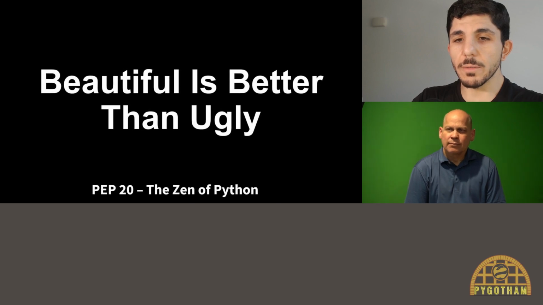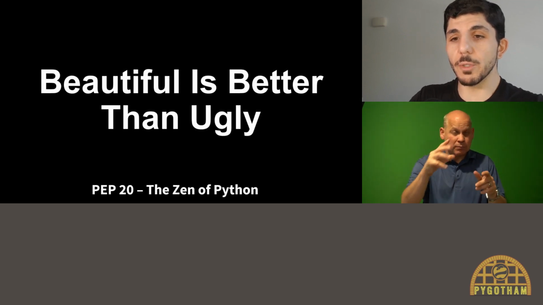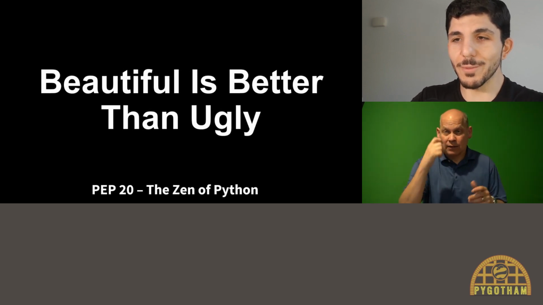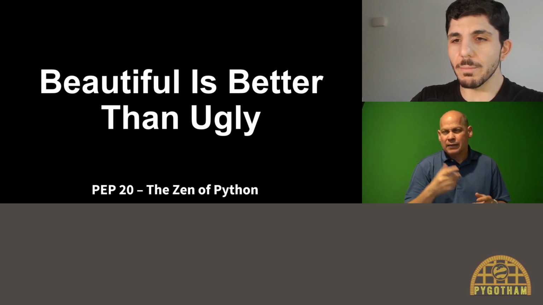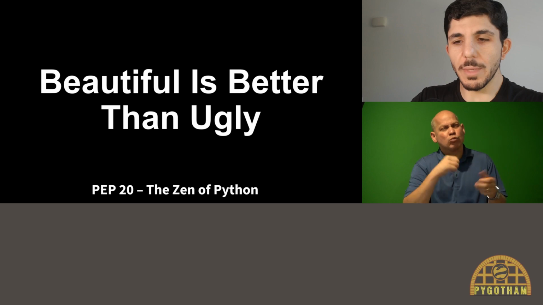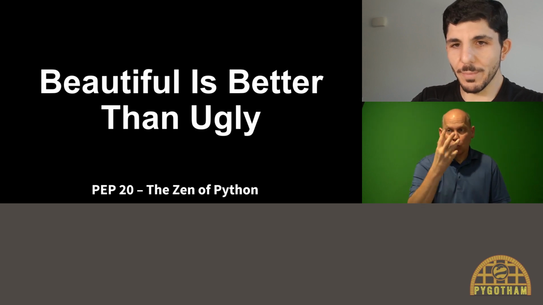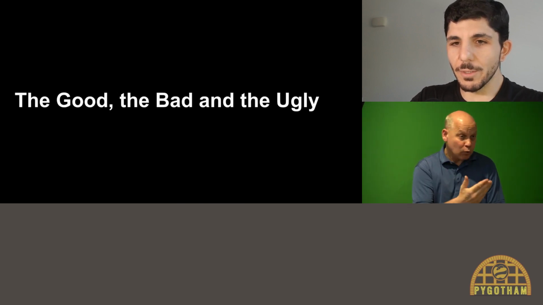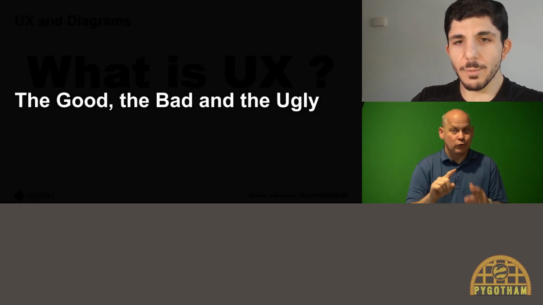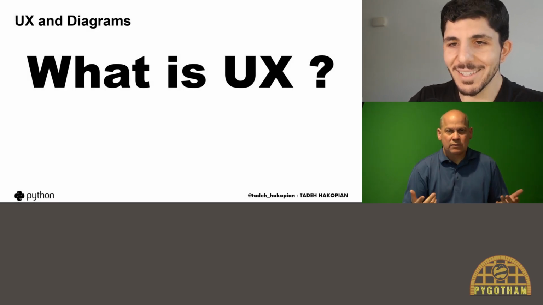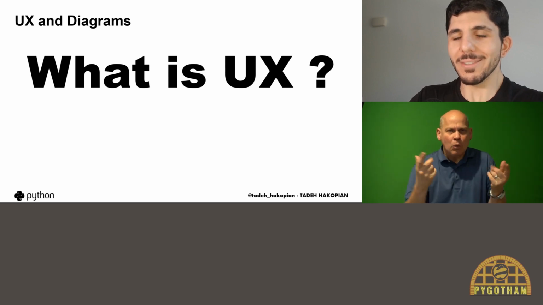And the importance of diagrams is that beautiful is better than ugly. Yes, we are referencing the Zen of Python, because people like beautiful things and we should make things more beautiful. So let's talk about the good, the bad, and the ugly of diagramming. Starting with, what is UX? We all hear about UX and UI, but what is it?